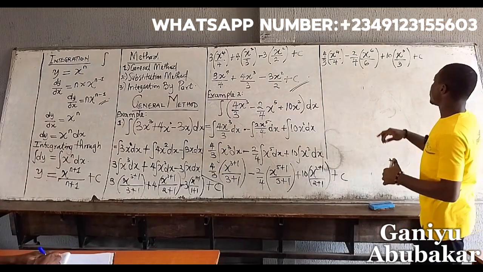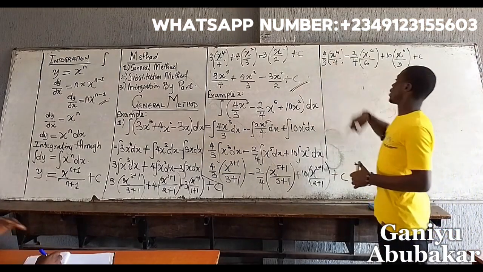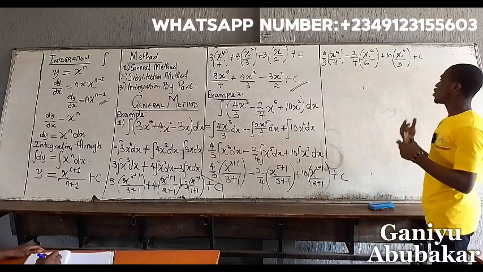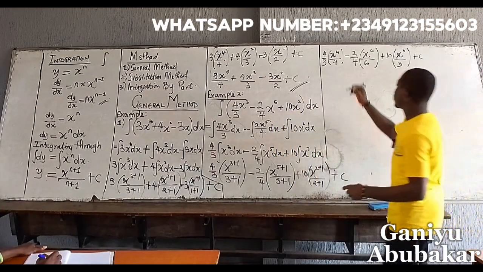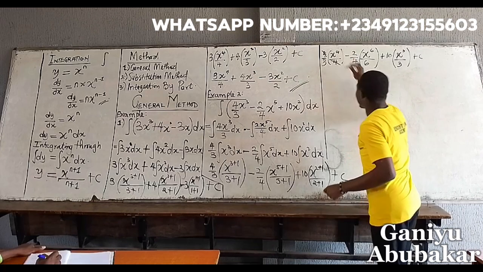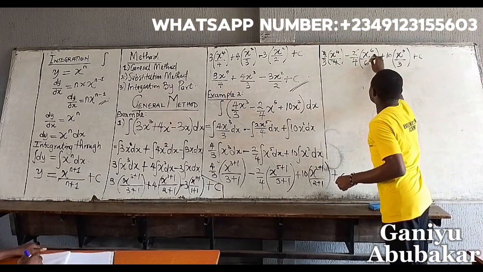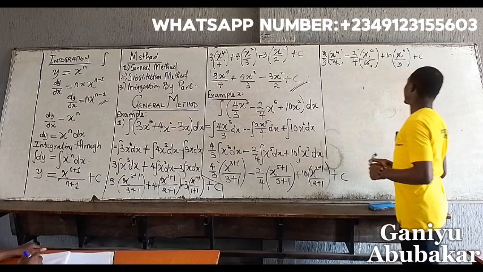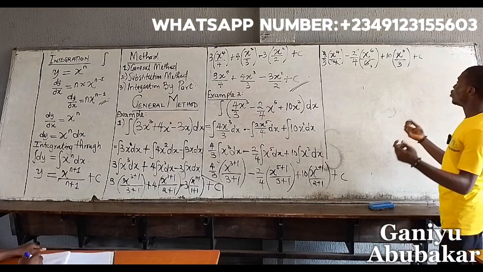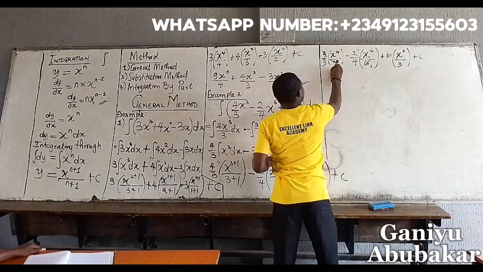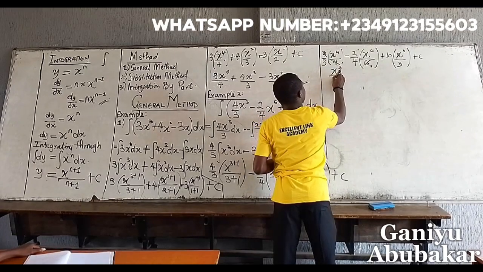I'll use this, multiply this one here. So I'll have what? Even before that, I can see something that I can cancel out, right? Yes, 4 cancels 4. You know that's integration? So I'll have 1 here. 1 times x to the power 4 is x to the power 4 over 3.